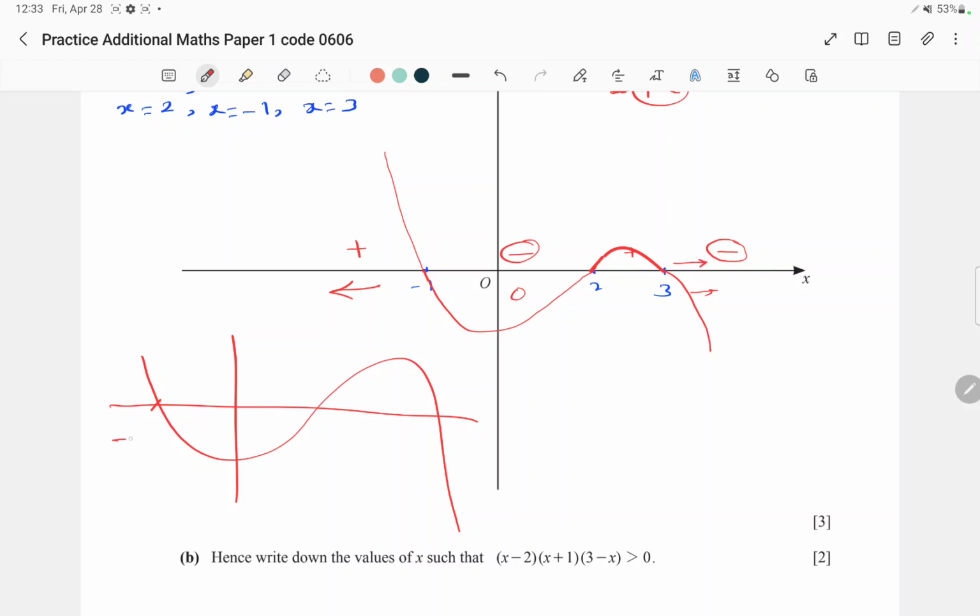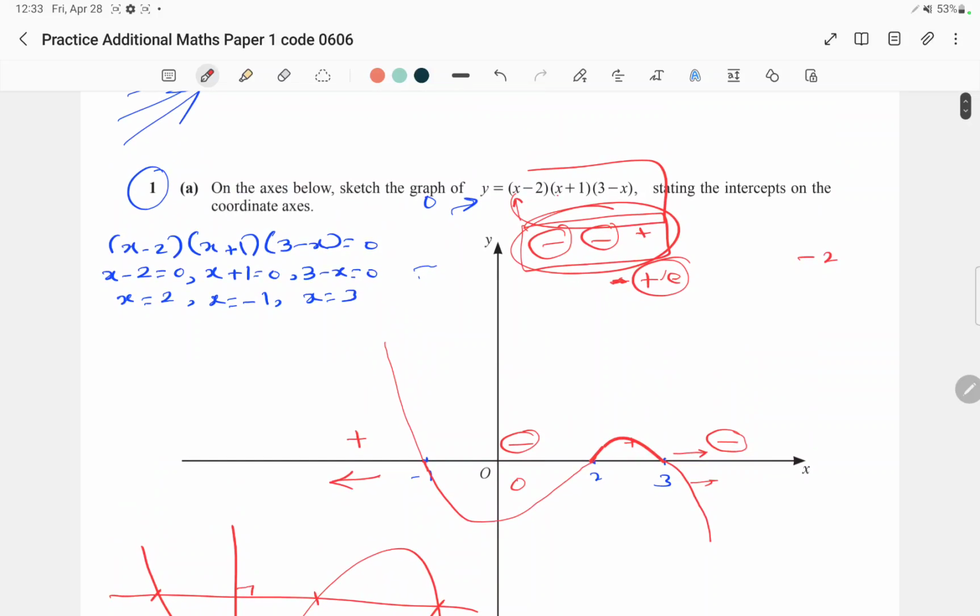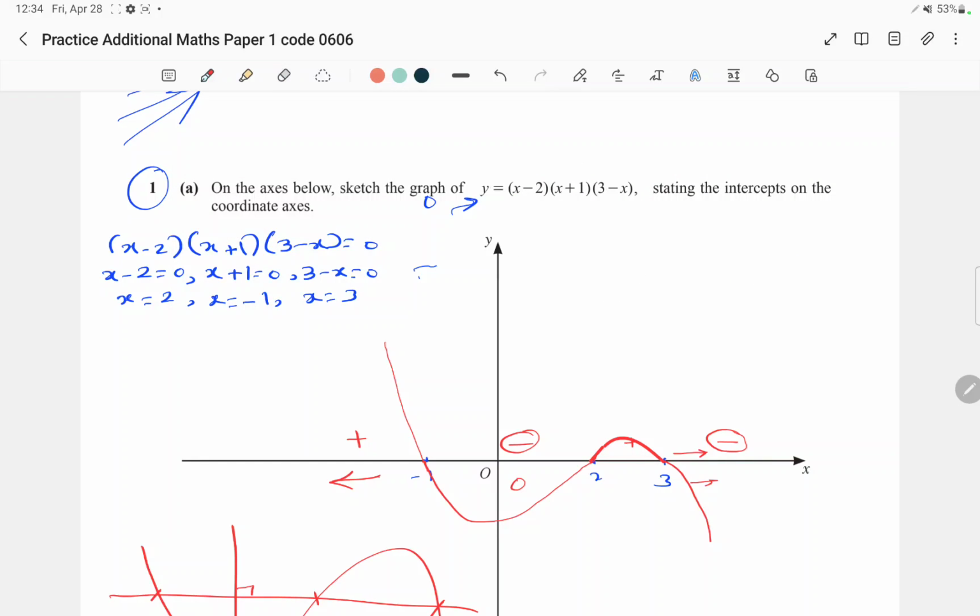Okay, so here it is -1, here it is 2, here it is 3. But we have to show this coordinate also. Here we know x is 0 because on the y-axis x is always 0. So just put x is 0 over here. When you put x is 0, what will be the value of y?